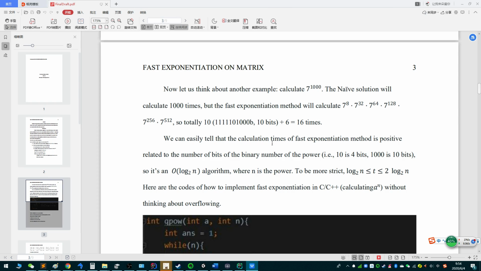If you have not learned what big O notation is, don't worry. You can simply imagine that if you need to take 1000 seconds to do something, after implementing such algorithm, the time will become about like 10 seconds, 15 seconds. So that's the difference.